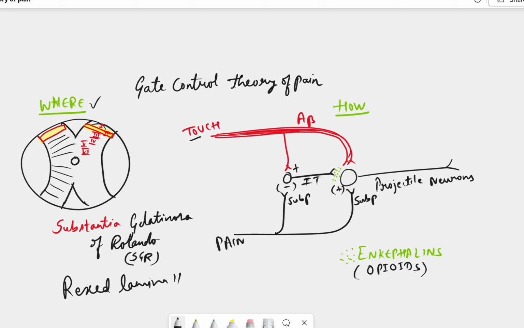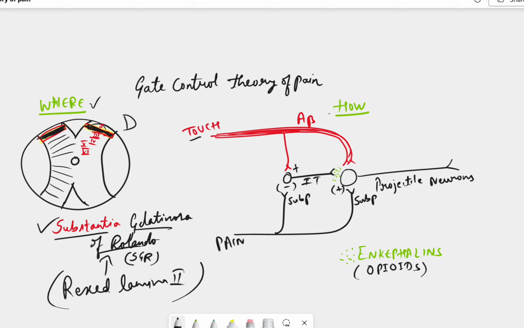If you observe that, we call it the substantia gelatinosa of Rolando, and that is present here. This is the substantia gelatinosa, the one which I'm darkening now. That is the substantia gelatinosa of Rolando. It is the dorsal horn, the second lamina. That is where the gate control theory of pain, or the mechanism of pain reduction, is happening in the spinal cord.